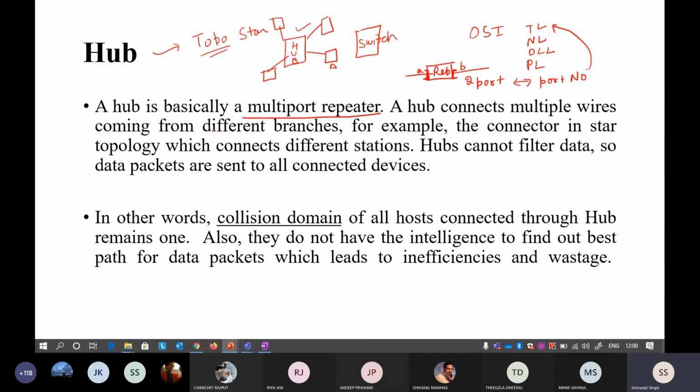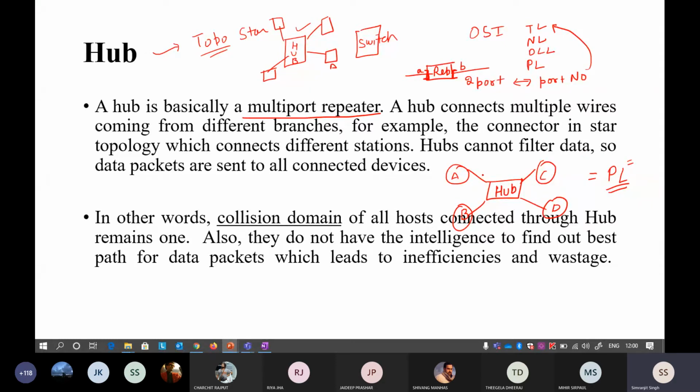Now a hub is basically a multi-port repeater. Multi-port repeater means that your repeater contained only two ports, but this hub contains more than two ports. So multiple devices are connected to your multi-port repeater. Actually, a hub also contains only the physical layer, so it cannot understand anything. It's also a very dumb device.